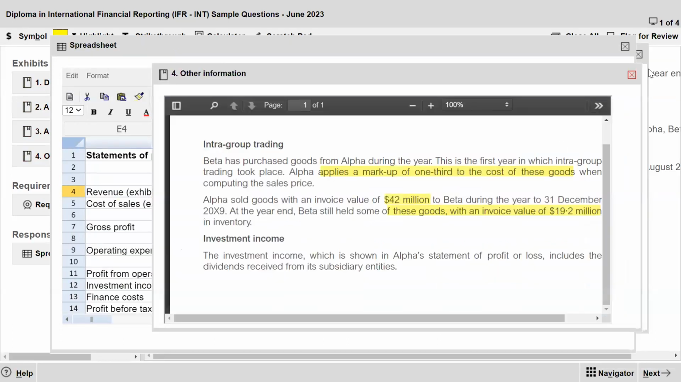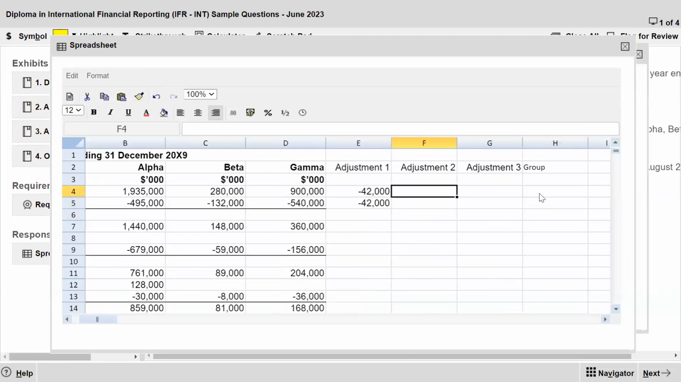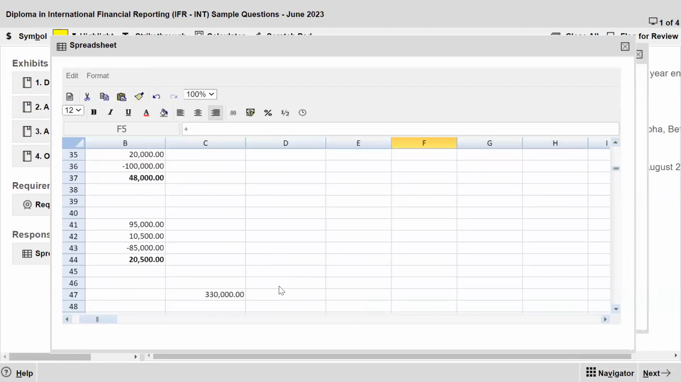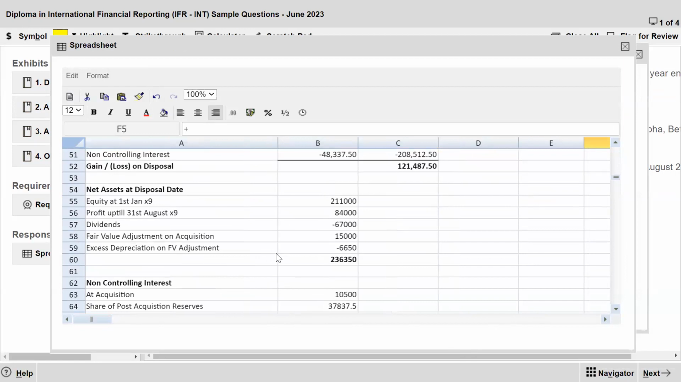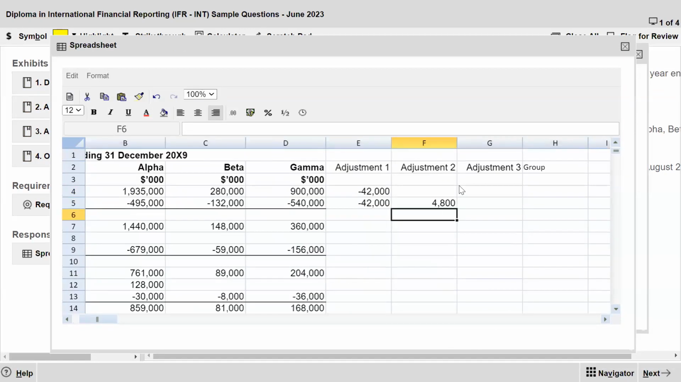So it was like 42 million here. So it's like minus 42,000. It's like minus 42,000. It's like adding up the unrealized profit, which was 4,800. We were also being told something about the impairment: where is the impairment loss charged?